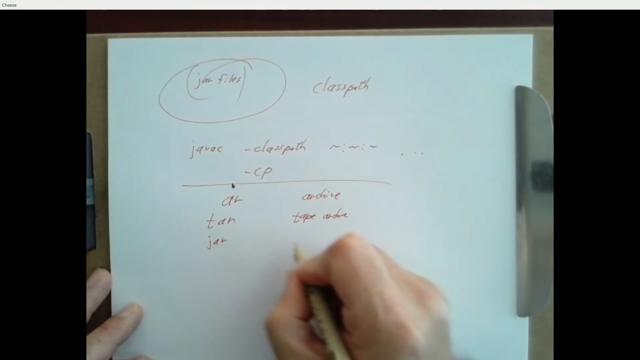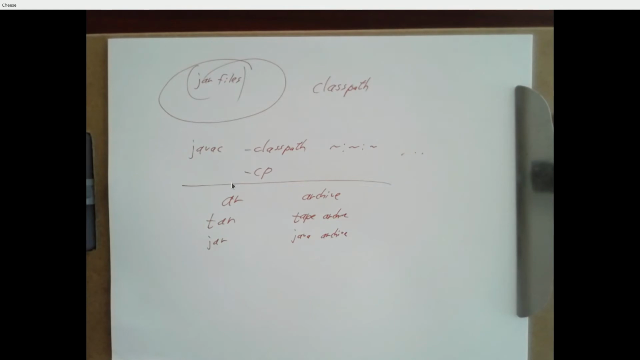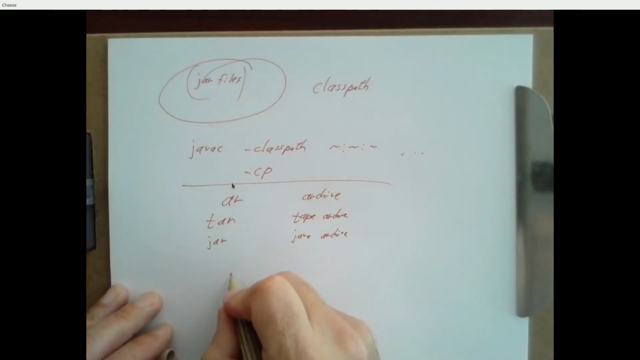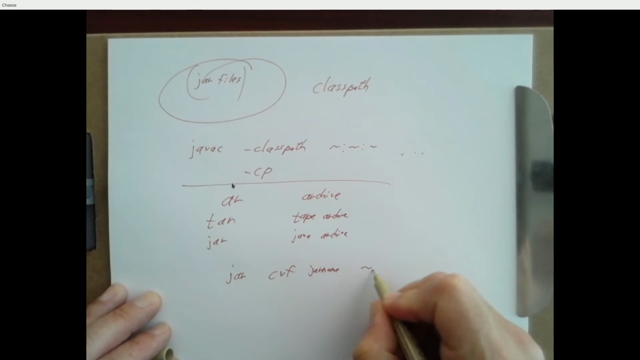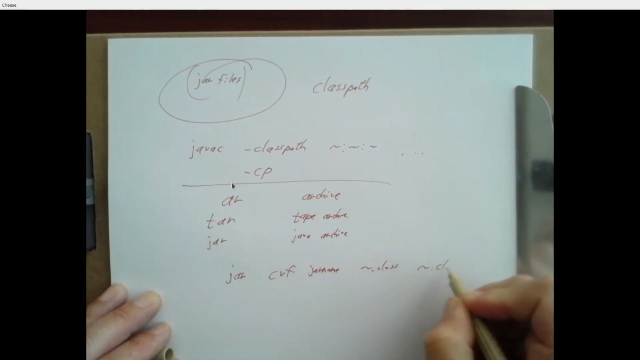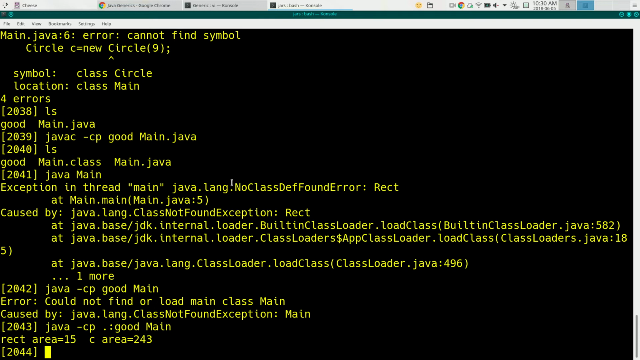So jar, that's a Java archive. Different parts of speech, that's okay, it's Linux. So jar works very much like tar. So you can say jar, create verbose file, name of the jar file, and then the things you want to put into the jar, typically class files. Can you run a jar file as an executable? Yes, yes.